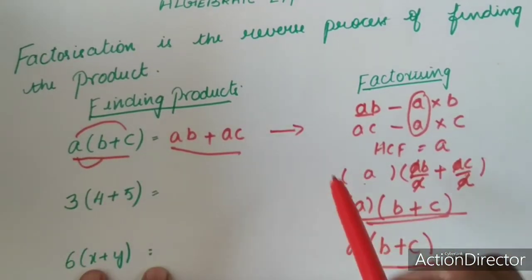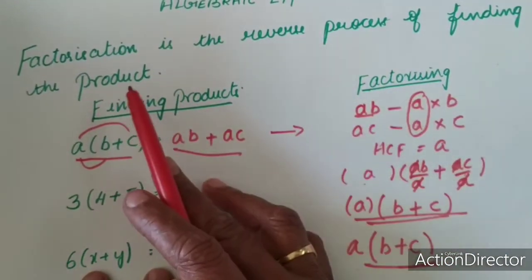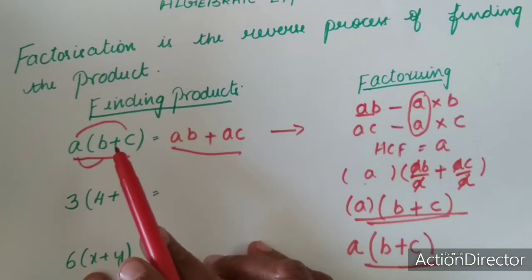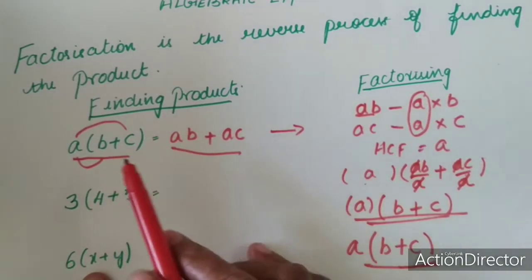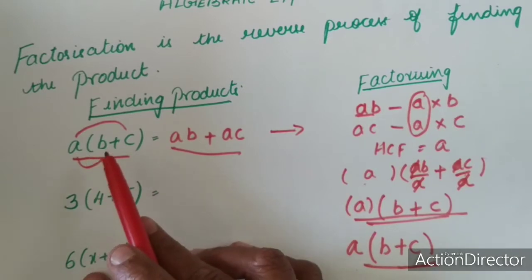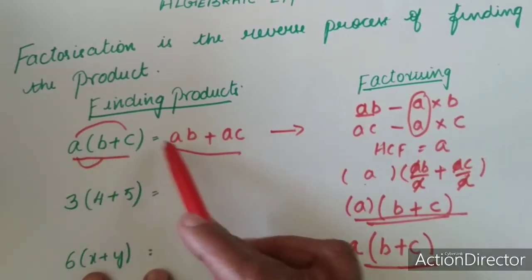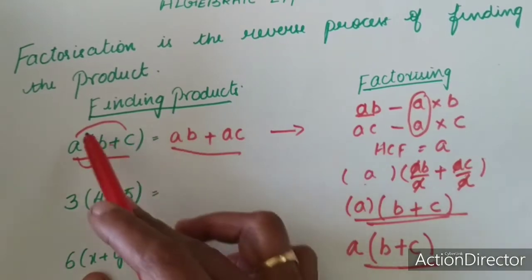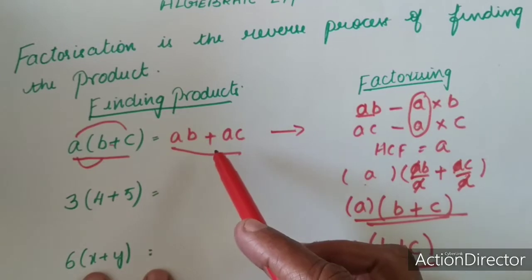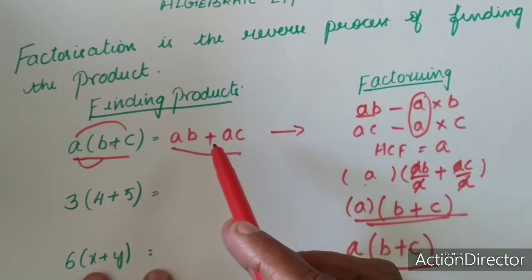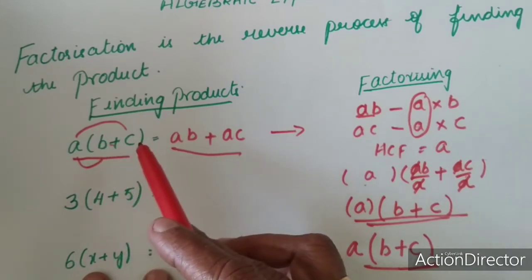Let me explain once again. Factorization is the reverse process of finding the product. In algebraic expressions, you saw how to find the product using distributive property. Suppose you have A into B plus C, my answer will be A into B plus A into C. So I get AB plus AC. Now factorization would be the reverse process of getting the original form, that is A into B plus C.